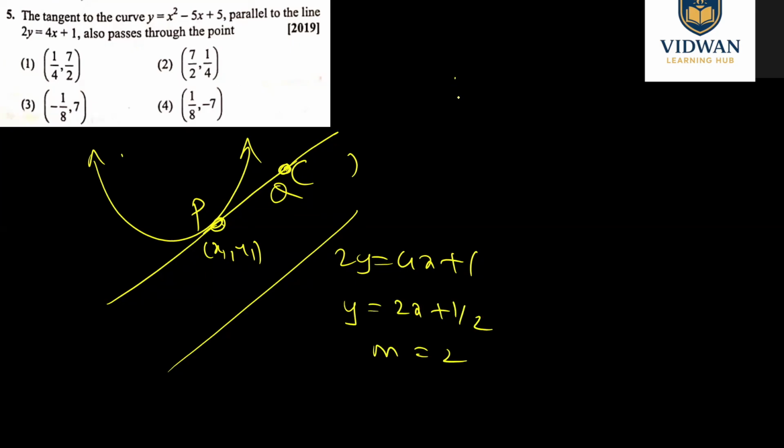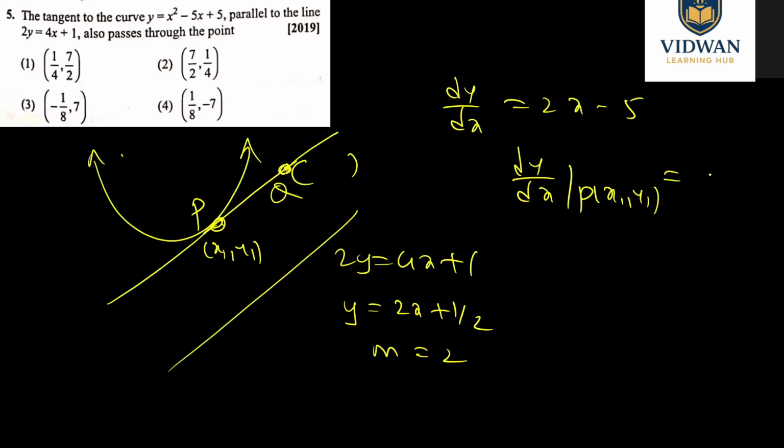So if you differentiate the parabola, what is dy by dx? 2x minus 5. And at the point (x1, y1), what is the derivative you have to find to get the tangent slope? Then you write that as 2x1 minus 5. And since it is parallel to this line, this should be equal to the slope of the line, 2. So this will give us 2x1 equal to 7, x1 equal to 7 by 2. And anyway, there is only one option with 7 by 2. Without checking the rest of it, we can mark it.